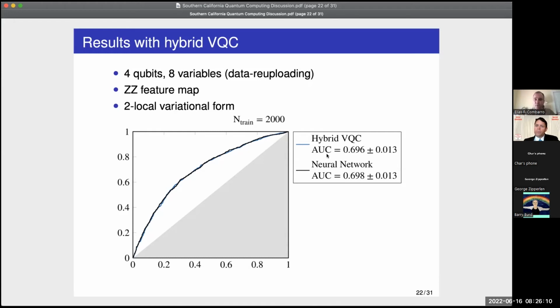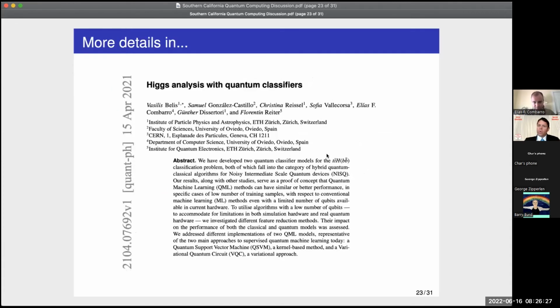With this, we have been able to obtain classification performance comparable to what you get with big neural networks, but with much fewer parameters and with less training data. We have published our results in a paper available on arXiv, and we are now trying to extend them and also to see the influence of noise, a problem we have in current quantum hardware, and how we can mitigate that problem in order to obtain useful results.